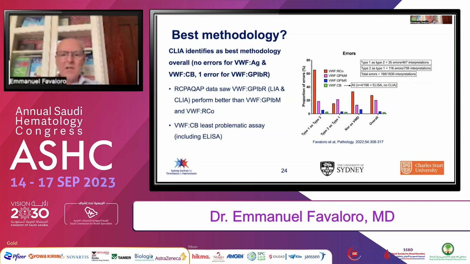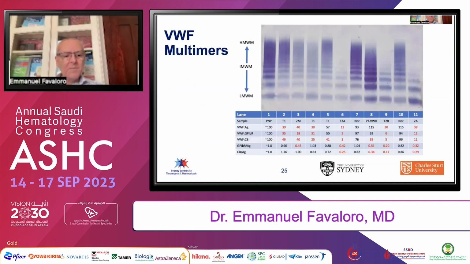In terms of the best methodology, I think it's without doubt now that we recommend that the CLEAR methodology is the best. Overall, in this data that I'm showing you, there were no errors associated with VWF antigen and collagen binding in the RCPA QAP data over the last 10 or so years, and only one error for glycoprotein 1b-R when performed as a CLEAR methodology. That compares to an extensive number of errors: 116 errors for type 2 misidentified as type 1, and 35 errors for type 1 misidentified as type 2, and all of those were due to other methodologies, not CLEAR methodology, except for one error.